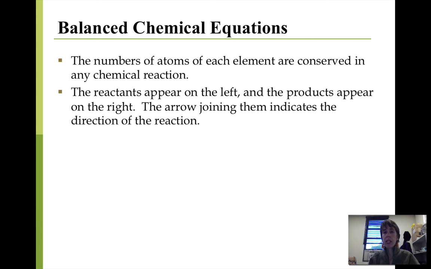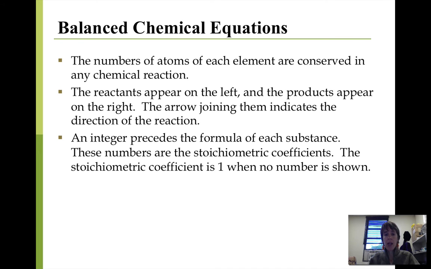So a few characteristics of balanced chemical equations. As I just mentioned, the number of atoms are the same on the reactant side and the product side. The reaction proceeds from left to right, so we start with the reactants on the left. And you also saw in that last example some integers.